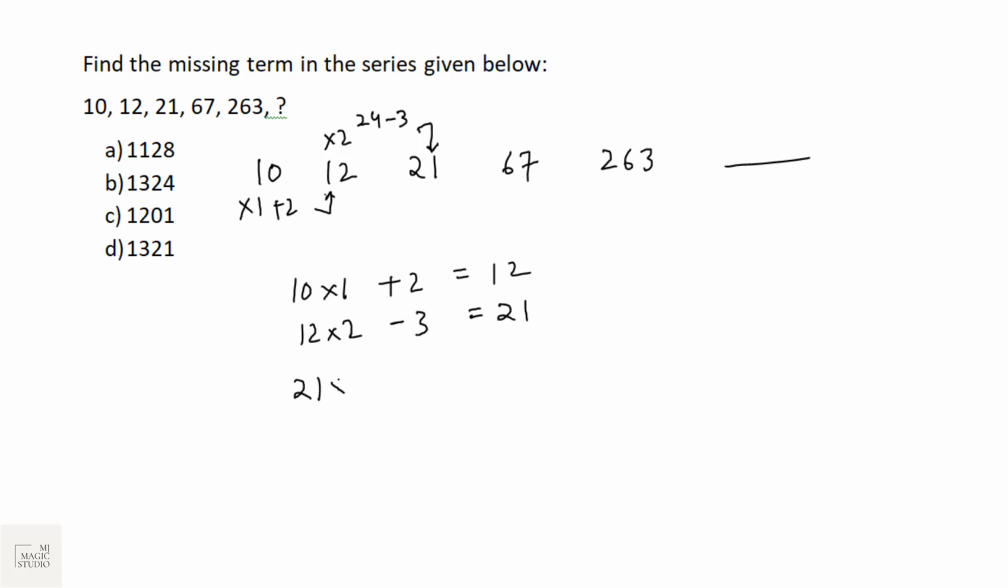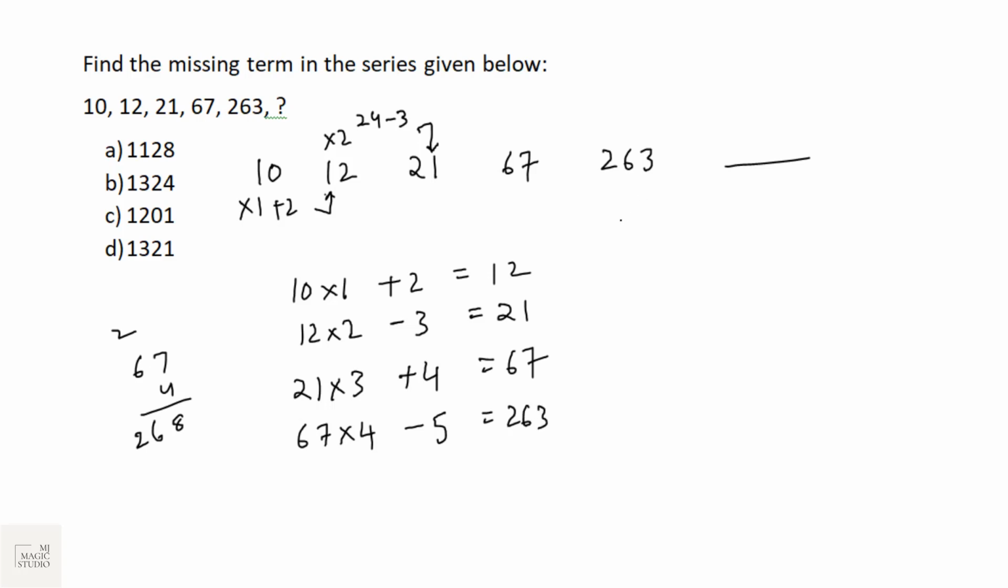Let me follow the trend. 21 into 3 is 63. Plus 4 is 67. Bingo. Setting up, 67 into 4 minus 5. 67 into 4 is 268. 268 minus 5 is 263. Bingo. It fits in. That means the next number should be 263 into 5 minus, no, plus 6.